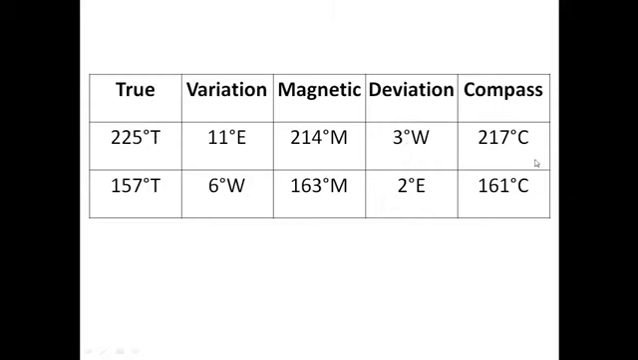If we look at this bottom one and we wanted to get the true heading on our chart from a compass heading of 161 degrees compass, with an easterly deviation, we need to add that easterly deviation, gives us 163 magnetic, and then we need to subtract our westerly variation, 6 degrees west, and that gives us a true heading for our chart of 157 degrees true.